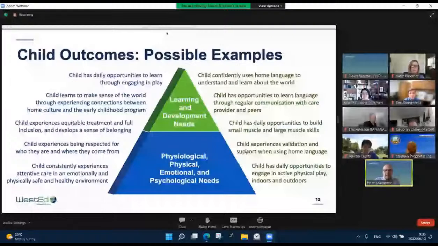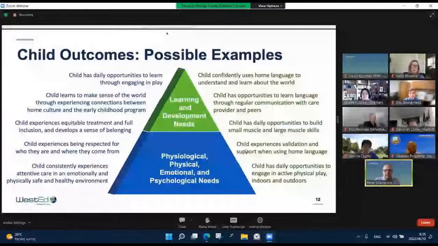Is an outcome for the child building those small muscle and large muscle skills and being in a place where the child can do that. Is the child having opportunities to learn language through regular communication with the care provider and the peers?